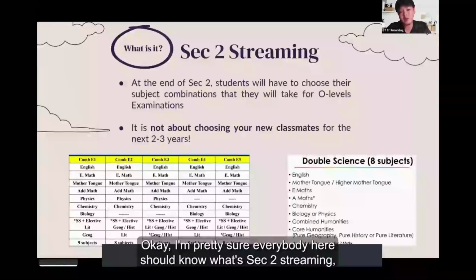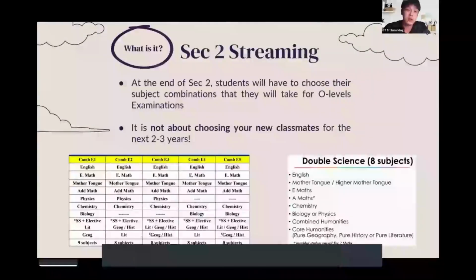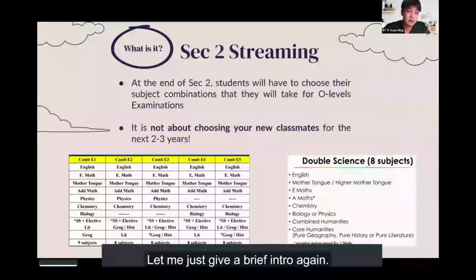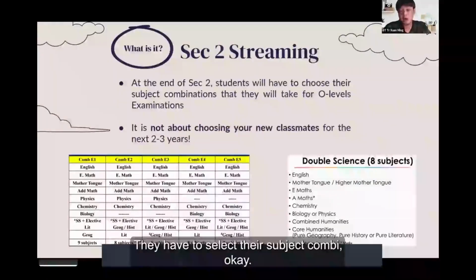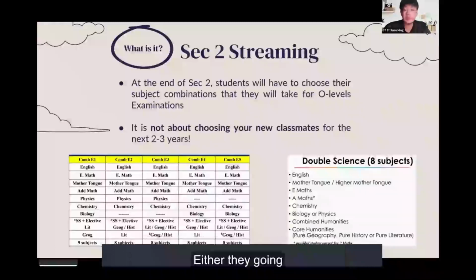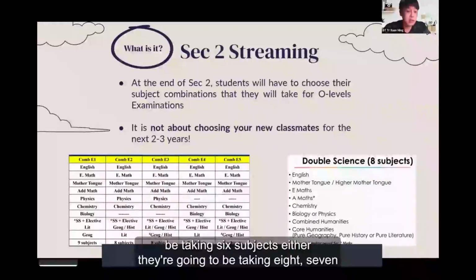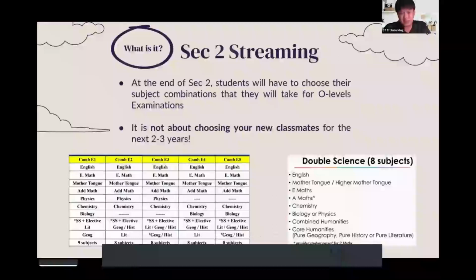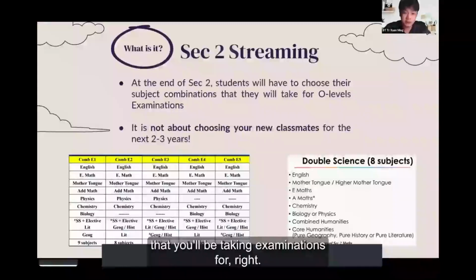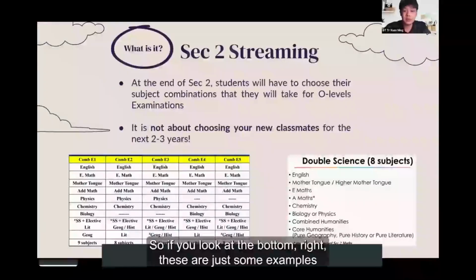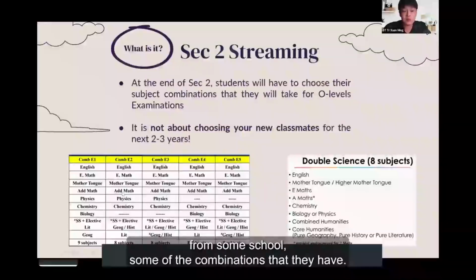I'm pretty sure everybody here should know what Sec 2 streaming is, but for formality's sake, let me just give a brief intro again. At the end of Sec 2, all students have to select their subject combination. Either they're going to be taking 6 subjects, or 7, 8, or even 9 subjects. These subjects that you choose will eventually be the ones that you'll be taking examinations for.